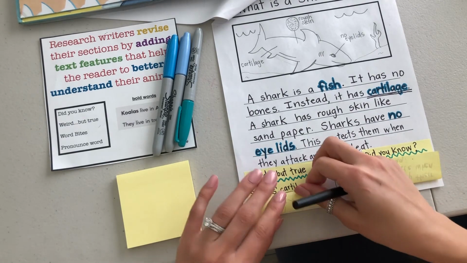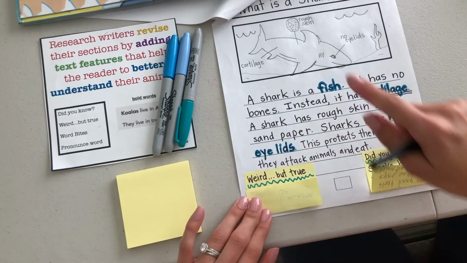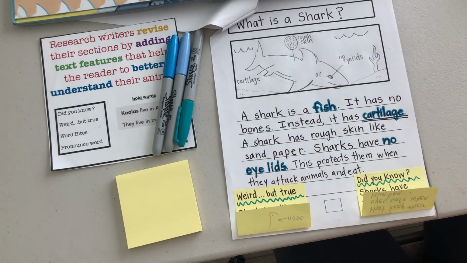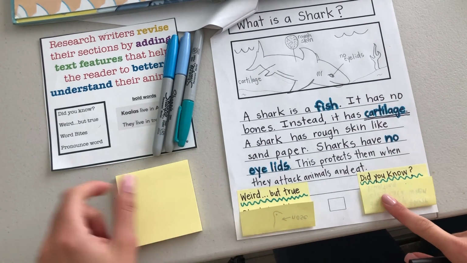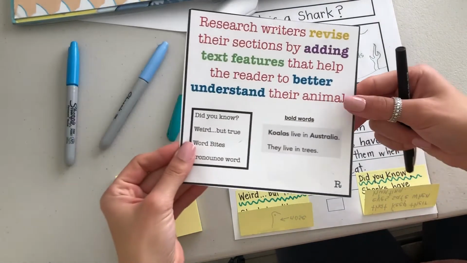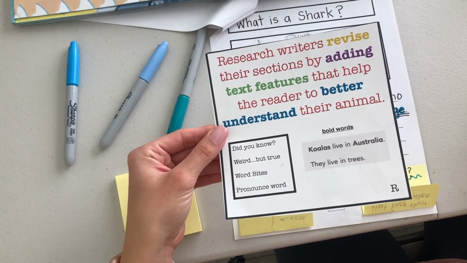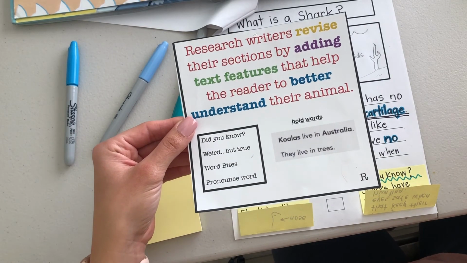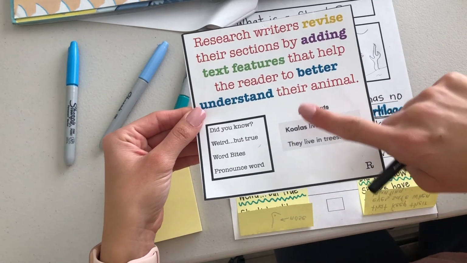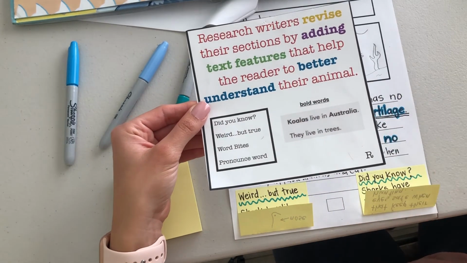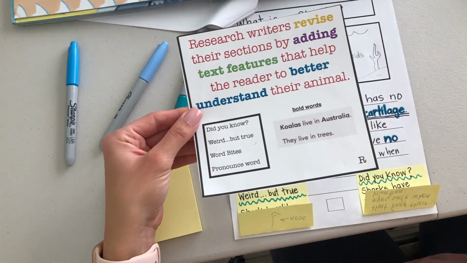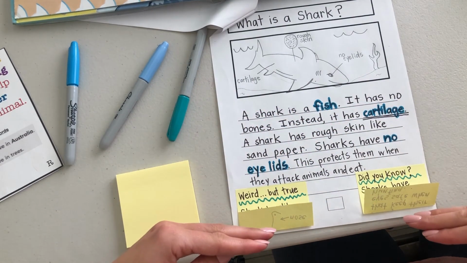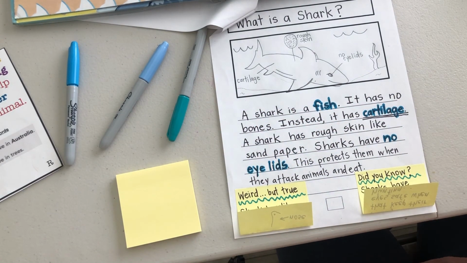Okay, so on this page, this chapter, what is a shark? I added 1, 2, 3, 4, 5 bold words, and I added 2 text boxes to teach my reader more. So today, writers, you're going to go back to your animal report and see if you can add any bold words or text boxes to help your reader better understand your animal. You don't want to put the same information in here that you already have here, but if you have a new fact, you might add it in a text box.